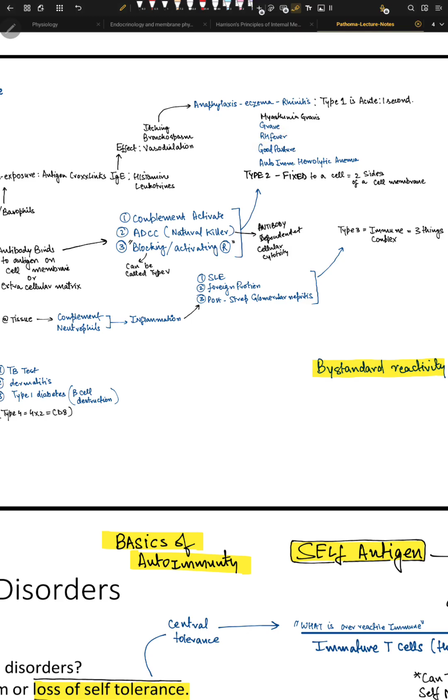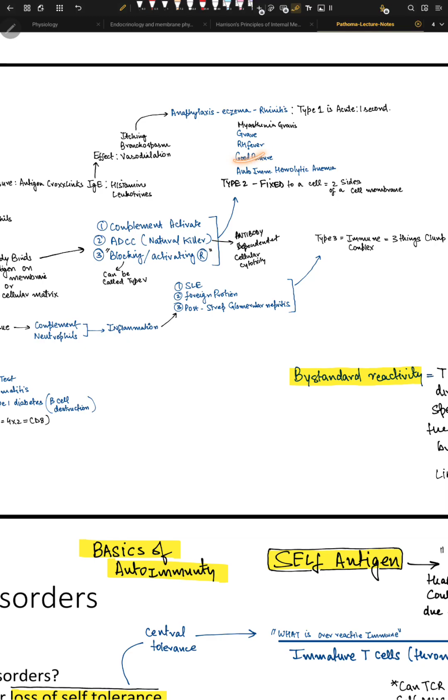Now, when we talk about Goodpasture syndrome, we are really trying to connect the dots between this. Goodpasture syndrome, what happens?